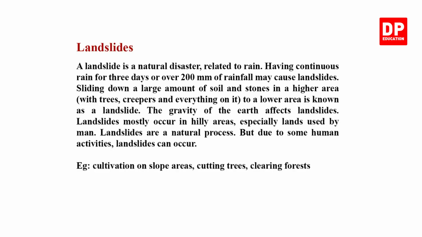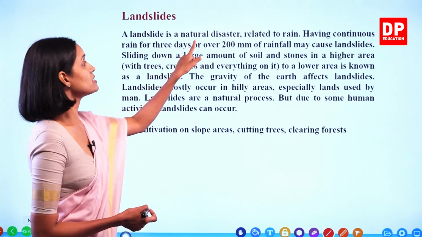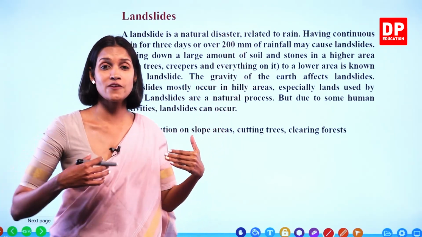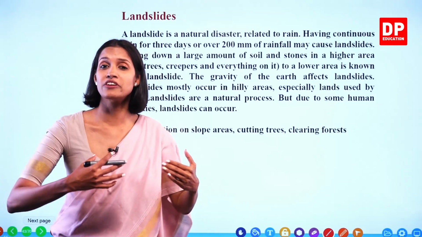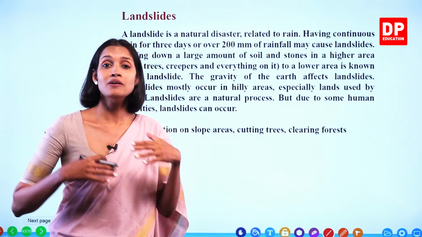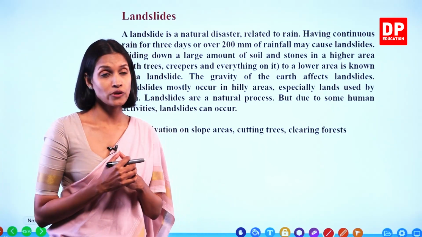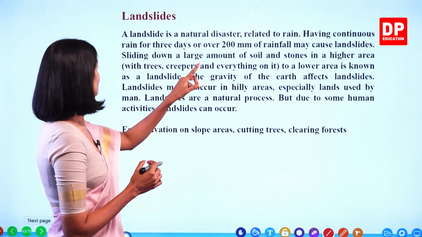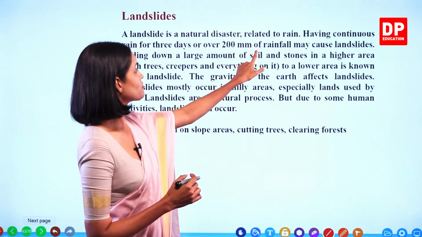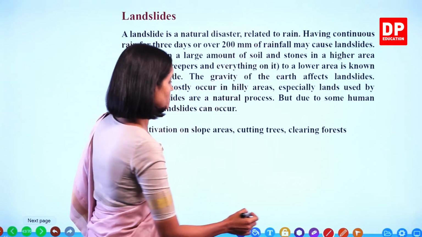The next topic is landslides. We'll go through this. A landslide is a natural disaster related to rain. During rainy seasons, you must have seen in the news that different areas experience landslides, okay? Especially mountain or hilly areas. So having continuous rain for 3 days or over 200 millimeters of rain may cause landslides, okay?